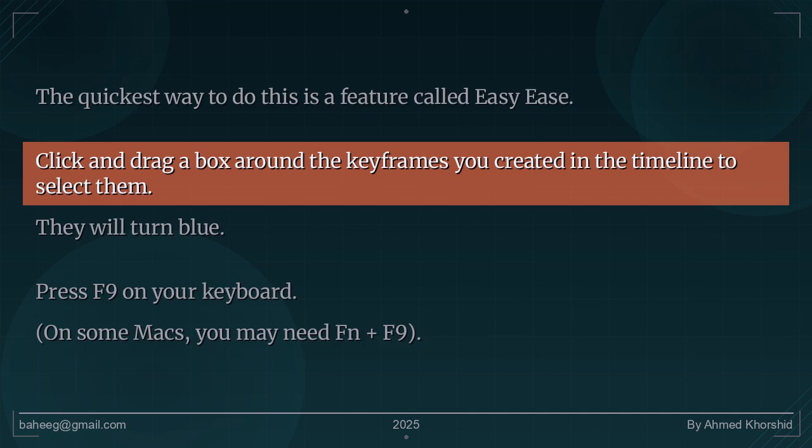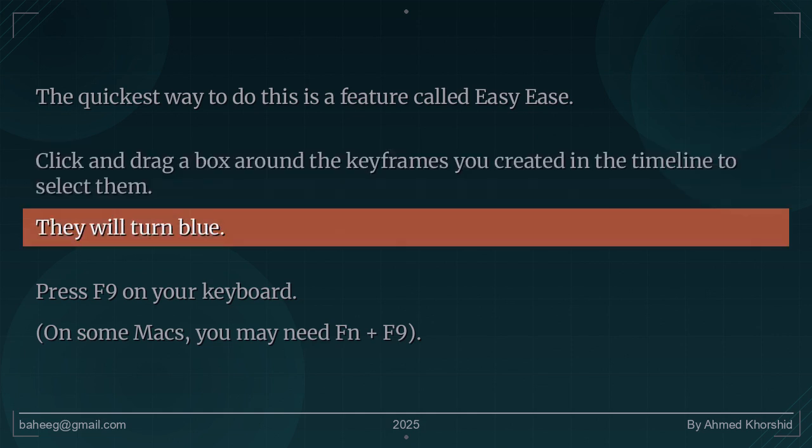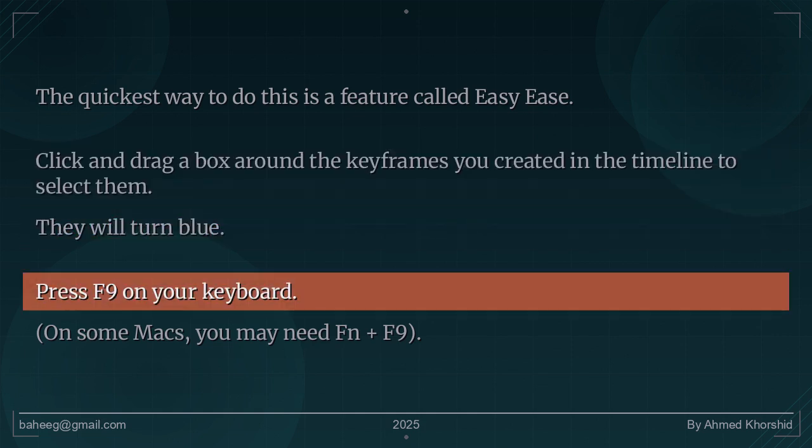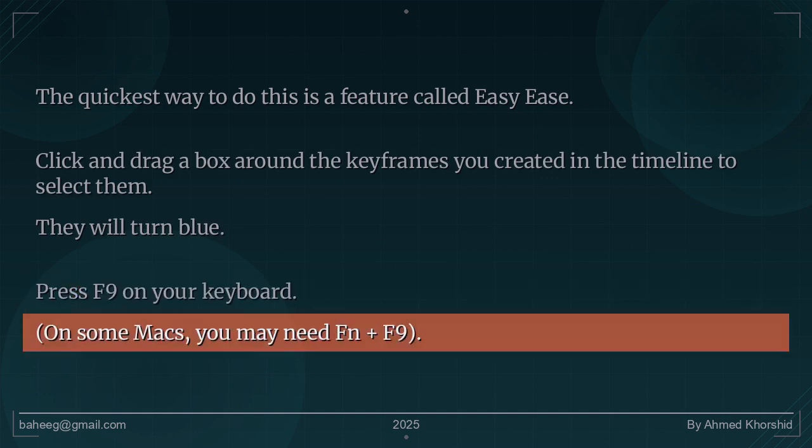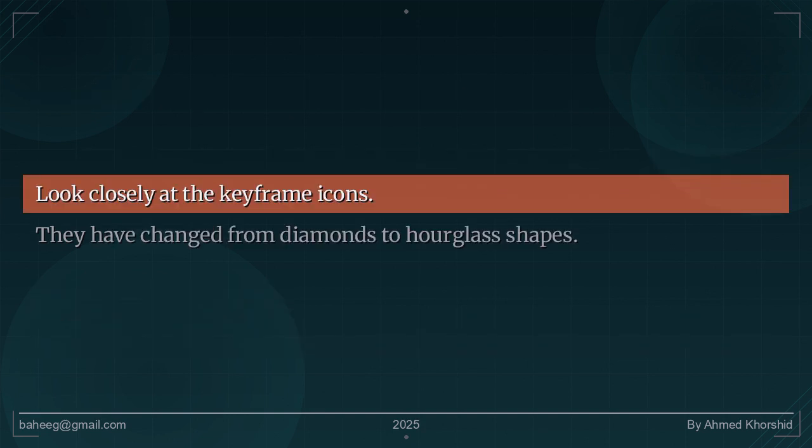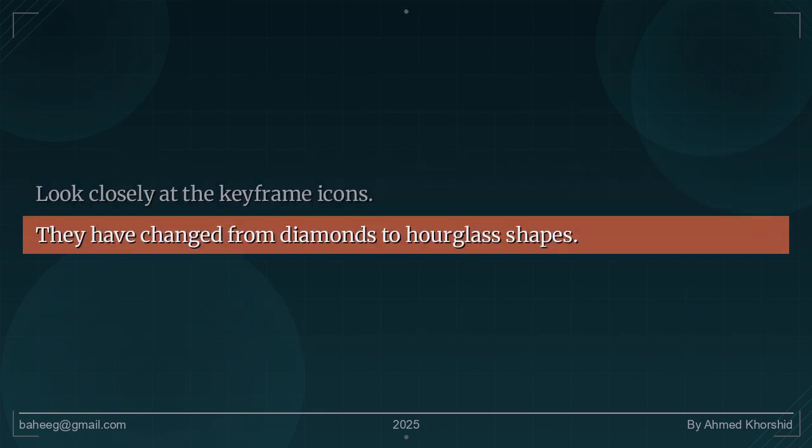Click and drag a box around the keyframes you created in the timeline to select them. They will turn blue. Press F9 on your keyboard. On some Macs, you may need Fn plus F9. Look closely at the keyframe icons. They have changed from diamonds to hourglass shapes.